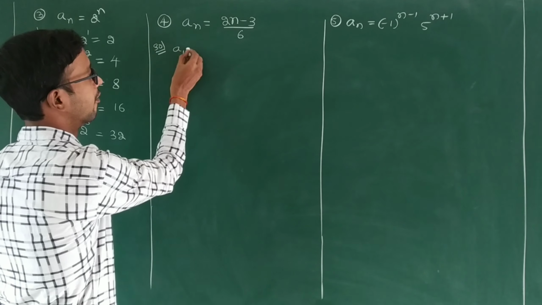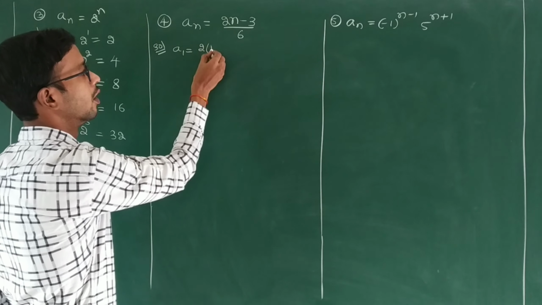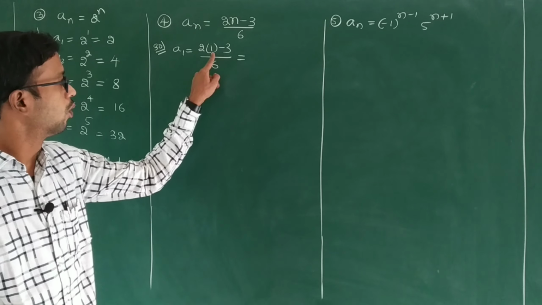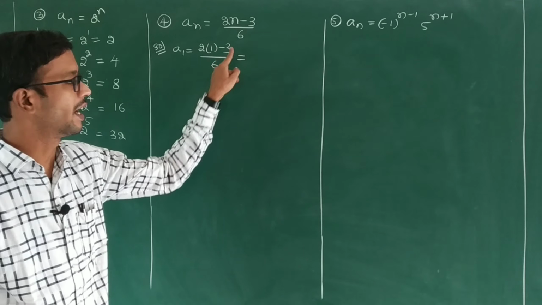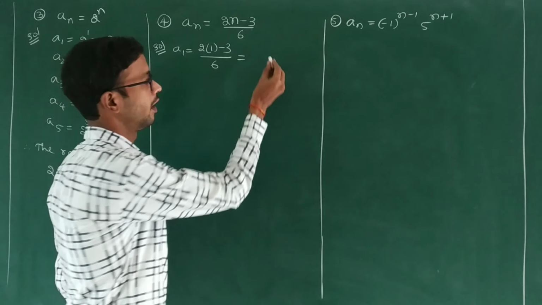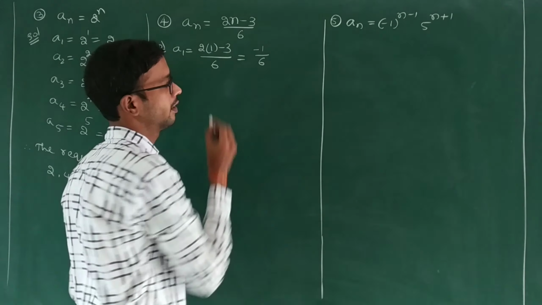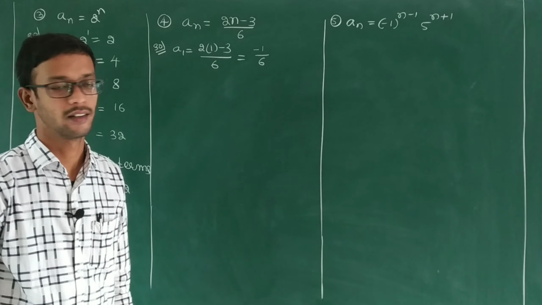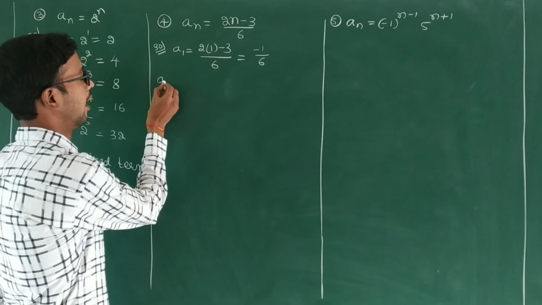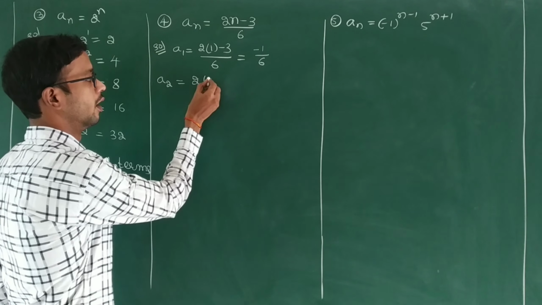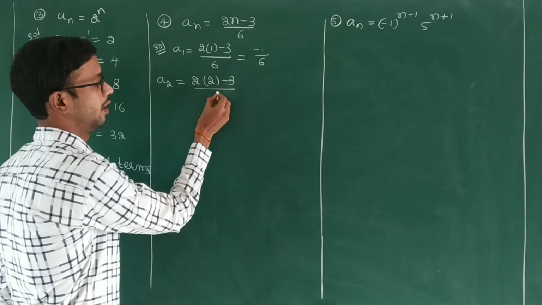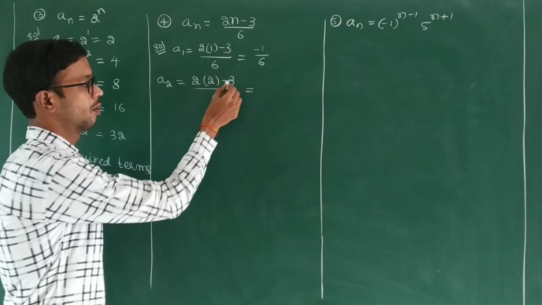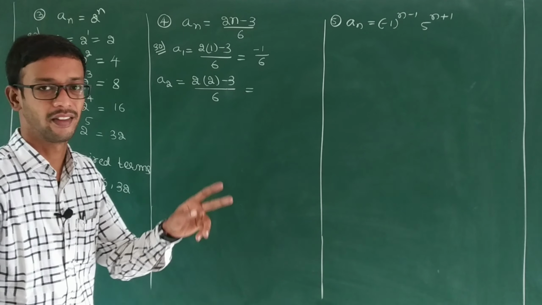So, a1 first of all: (2 into 1 minus 3) by 6. 2 into 1 is 2, 2 minus 3 is minus 1, so a1 is minus 1 by 6. A2 is (2 into 2 minus 3) by 6. 2 into 2 is 4, 4 minus 3 is 1, so a2 is 1 by 6.